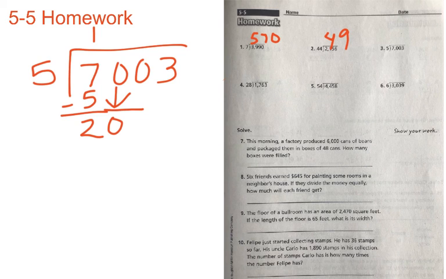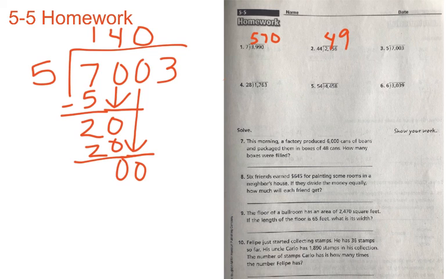Bring down your 0. 5 can go into 20 4 times, because 5 times 4 is equal to 20, and 20 minus 20 is 0. Okay, and bring down your 0. Well, 5 can go into 0 0 times. Now I can bring down my 3. And 5 can go into 3 0 times because it's larger. So I'm going to have a remainder here of 3. So you're going to have 1,400 remainder 3.